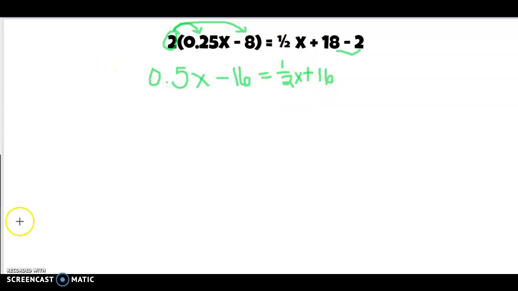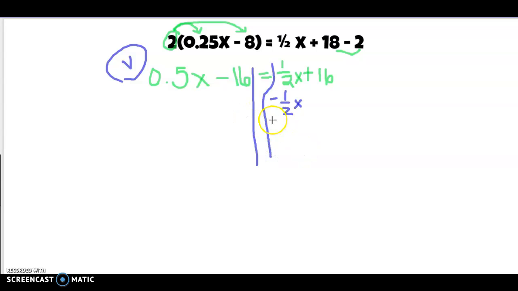Well, first thing I have to do is take my variables and bring them all to the left side. So I'm going to subtract 1/2 x on my right side, and I'm going to subtract that from both sides of the equal sign. So if I subtract 1/2 x on this side, I'm going to subtract 1/2 x on this side, and I'm lining up my like terms. Now remember, 0.5 and 1/2 are actually the same exact number. 0.5 as a decimal is the same as 1/2 as a fraction. So if I have a half here, or 0.5, and I subtract that half here, guess what happens?